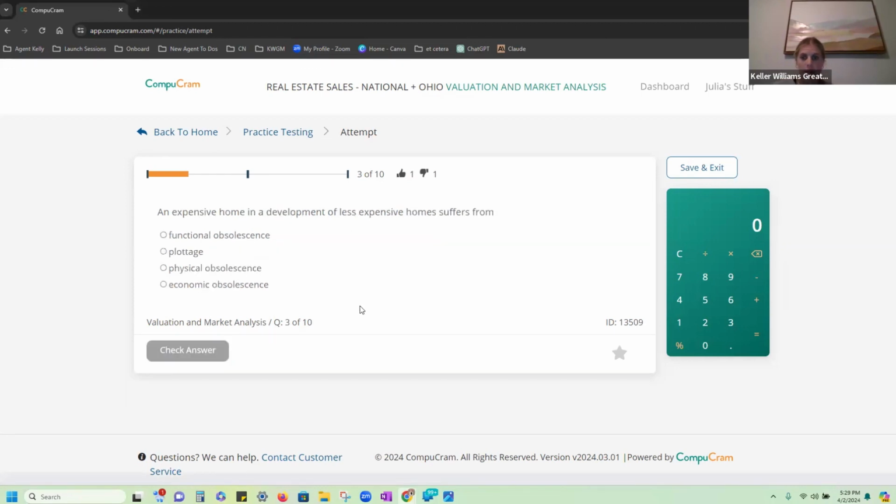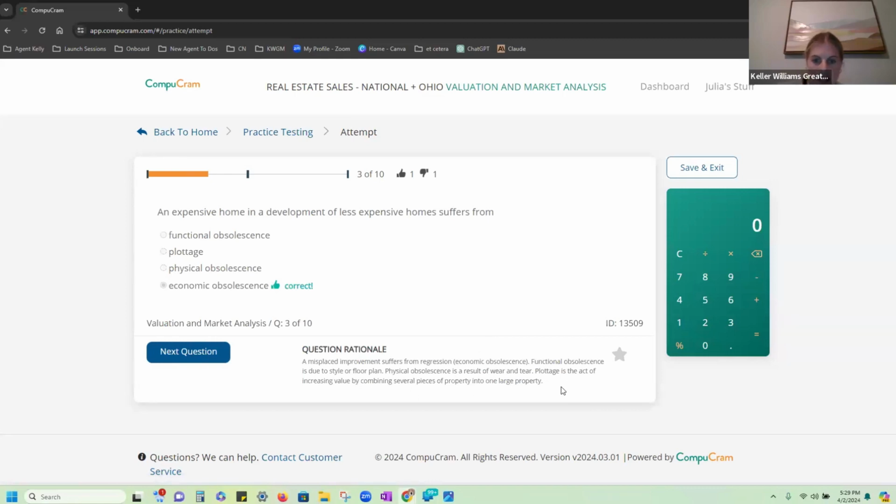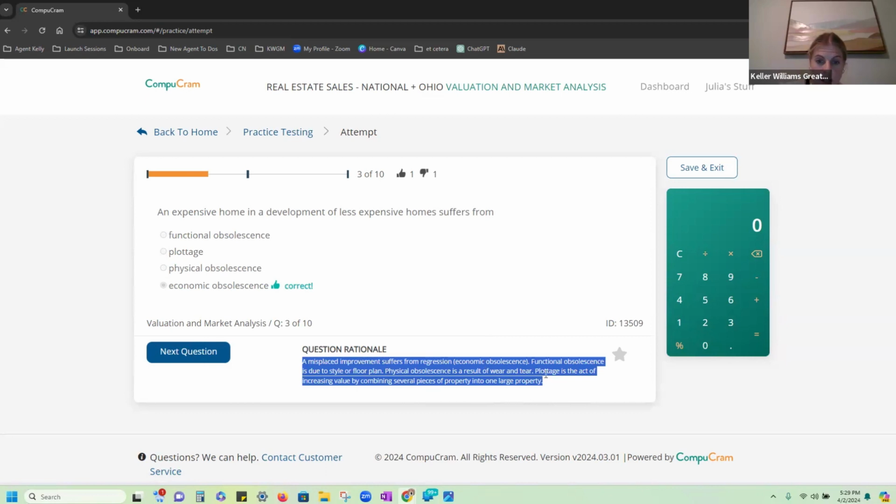All right, an expensive home in a development of less expensive homes suffers from A, functional obsolescence, B, plottage, C, physical obsolescence, or D, economic obsolescence. D, and D is correct. Yes, so this would be a misplaced improvement suffering from regression. Good to know, definitely know regression, economic obsolescence.